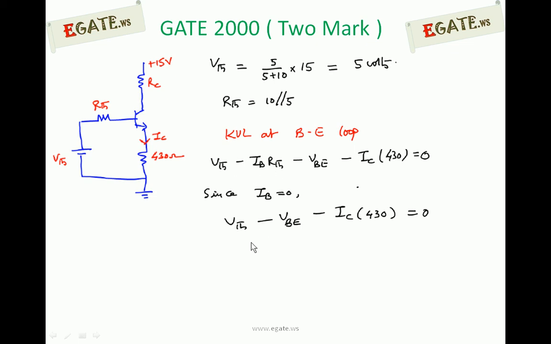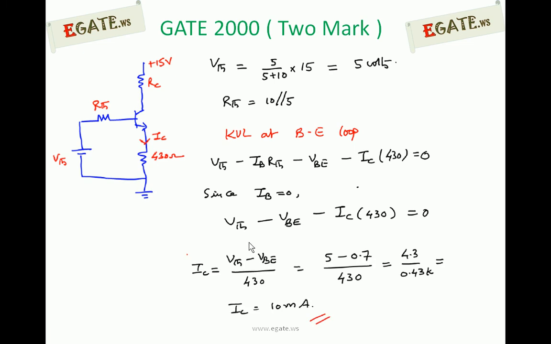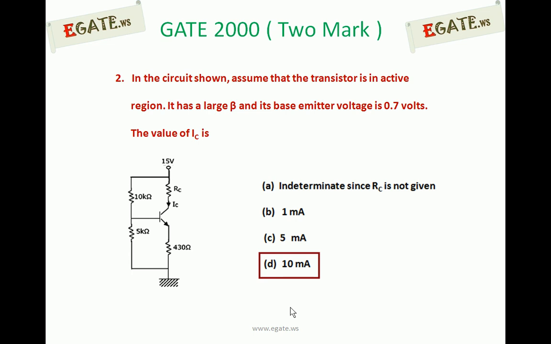Now apply the voltage values. VTH is 5 volts, VBE is 0.7 volts. The IC value can be calculated. VTH minus VBE by 430, 5 minus 0.7 by 430, that is 4.3 by 0.43 kilo ohms. So IC is equal to 10 milliamperes. So the correct answer for the given question is 10 milliamperes. Only one important thing: whenever beta is very large, we can neglect base current. That gives the assumption IC is equal to IE. Thank you.